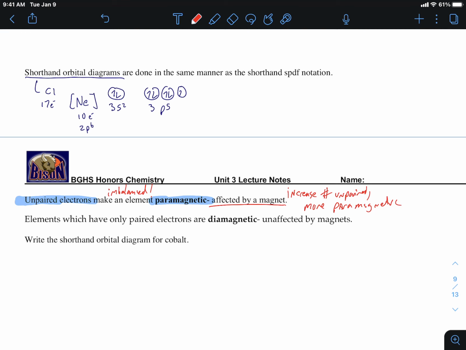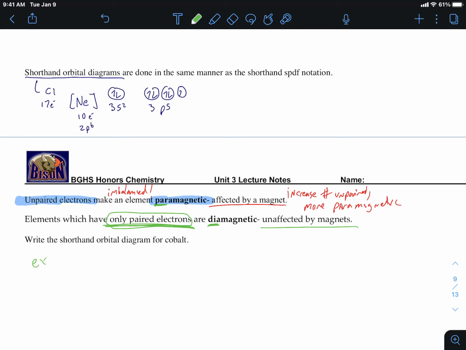And some elements only have paired electrons. If they only have paired electrons, the term for that is diamagnetic. Notice how the prefix at the beginning is different, which means unaffected. So that would be something like neon, right?